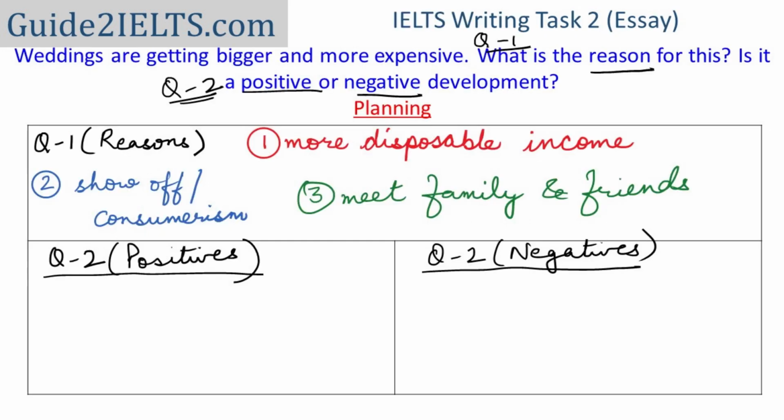Now we start listing out why it is a positive development and why it is a negative development. Although when planning, I'll list a few points for both the positive side and the negative one. When writing, I'll include points depending on which side I'm taking. If the essay I'm writing is only saying that it's a positive development and no negative at all, even in the paragraph about reasons, I'll avoid writing about consumerism, etc.